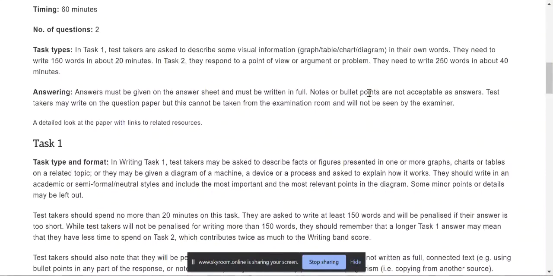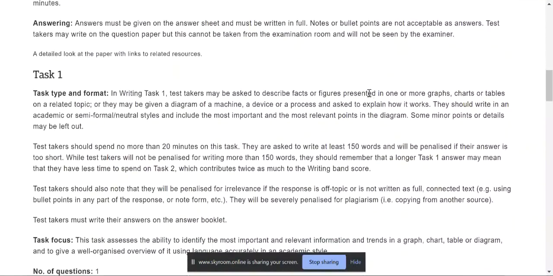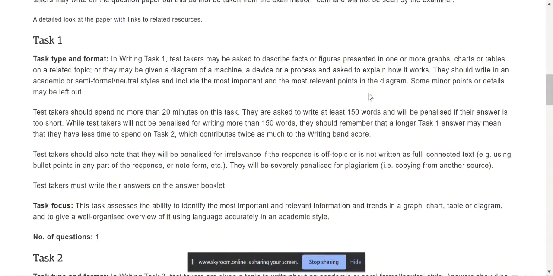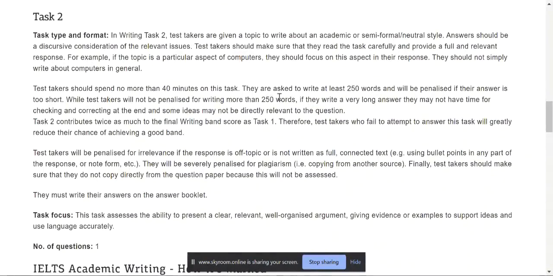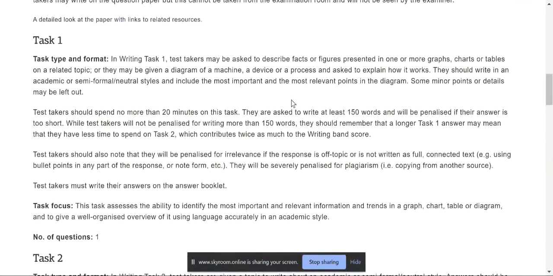And remember, in task 2, it is better to write about 250 words, at least 250. You will not be penalized for writing more than 250. At least 250, and more than that, let's say 290, would be perfect. That means 2 or 3 paragraphs. And for task 1, you are asked to write at least 150.